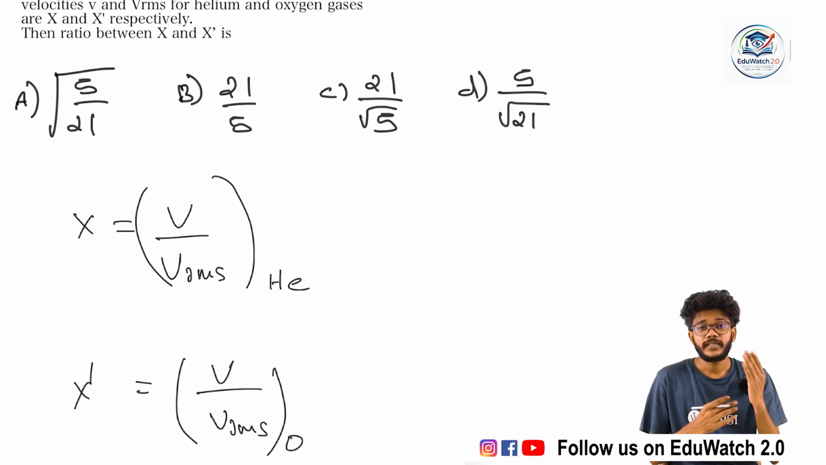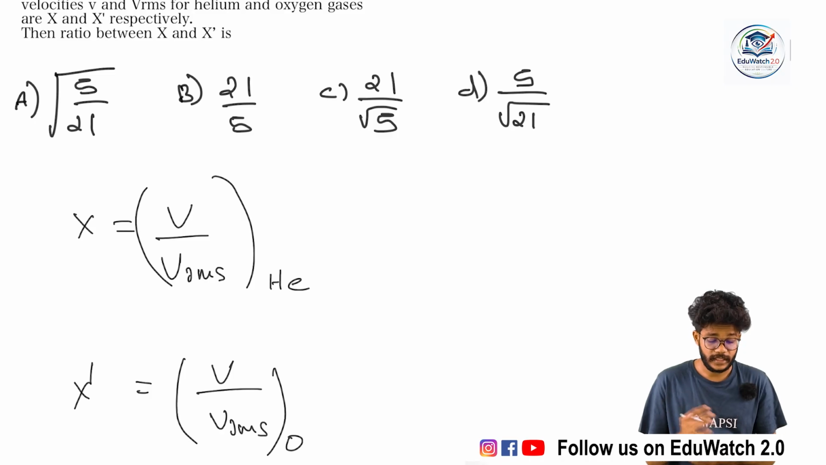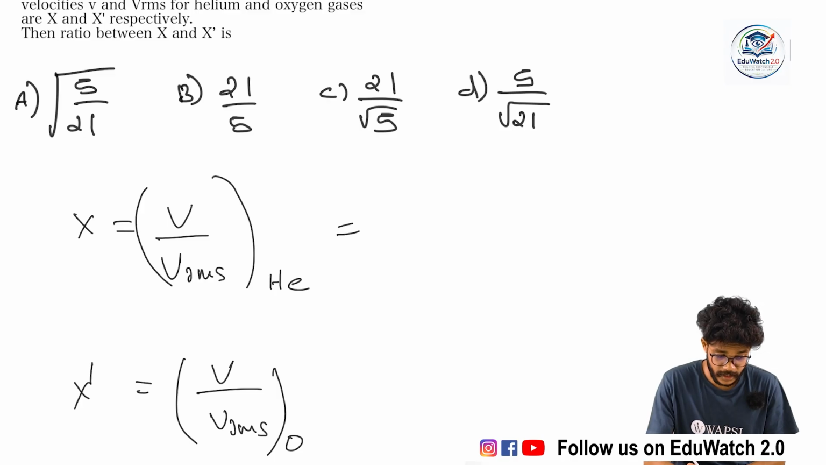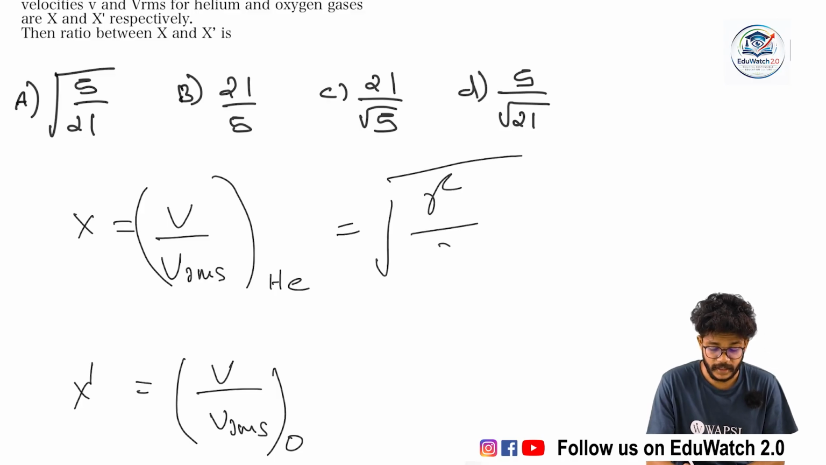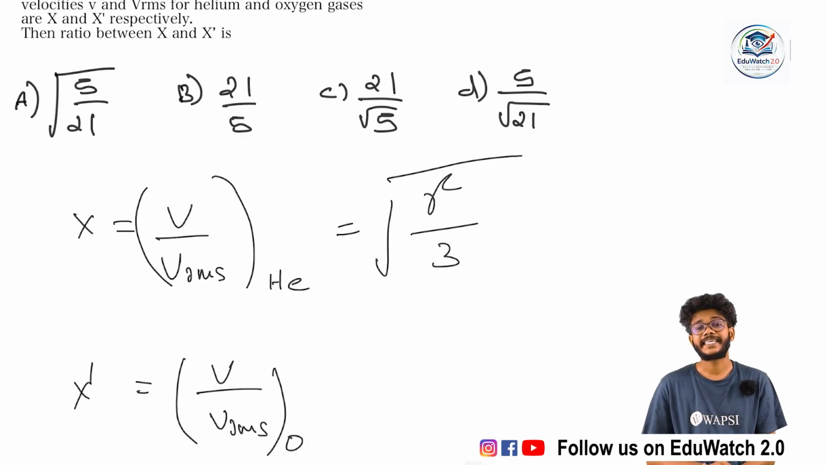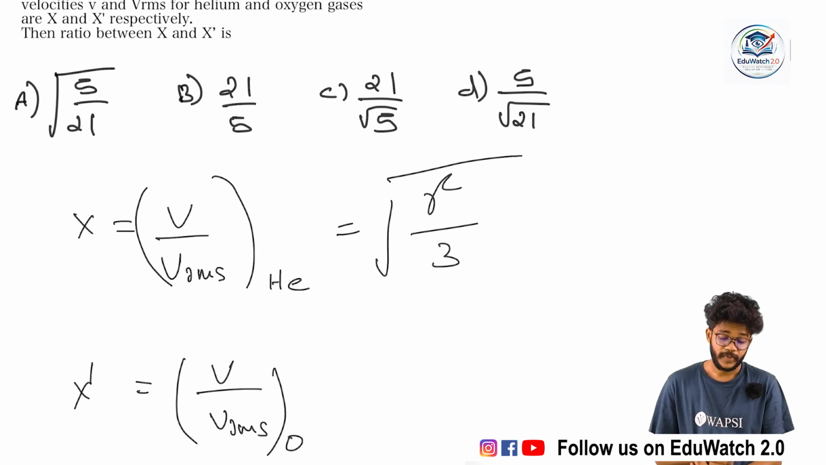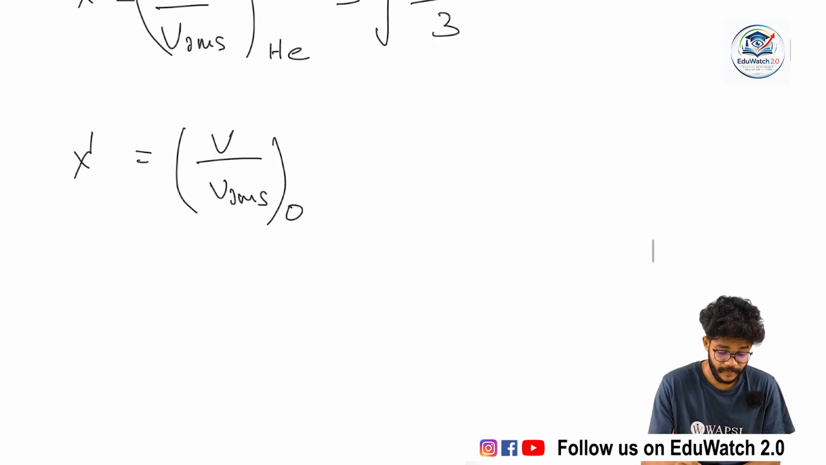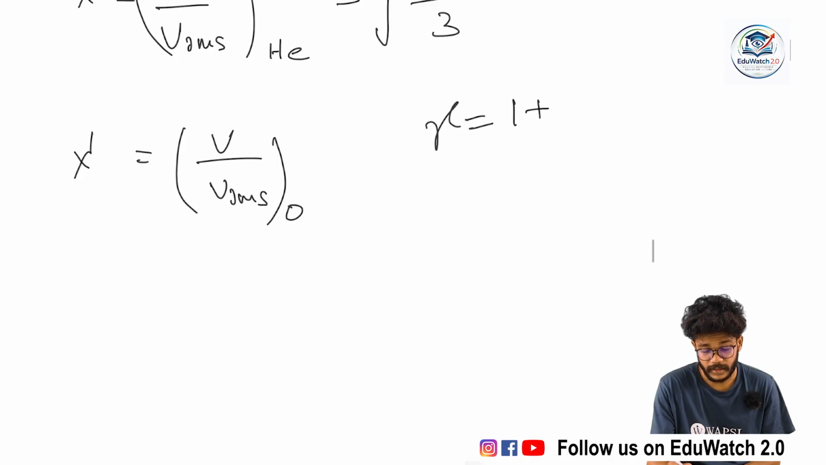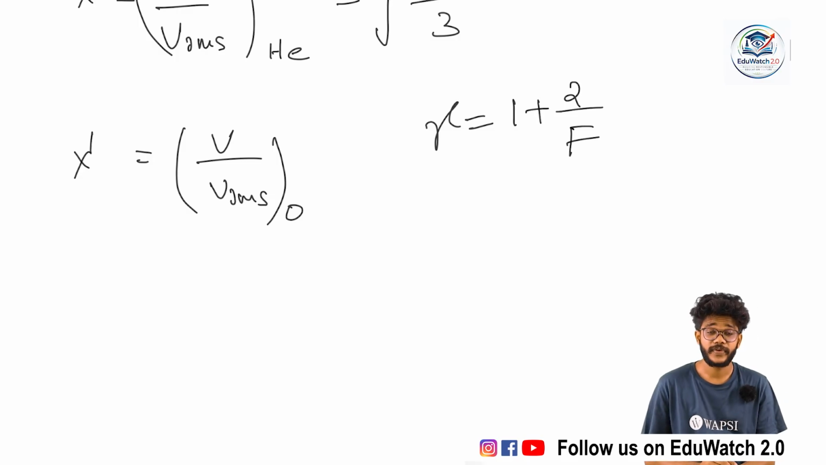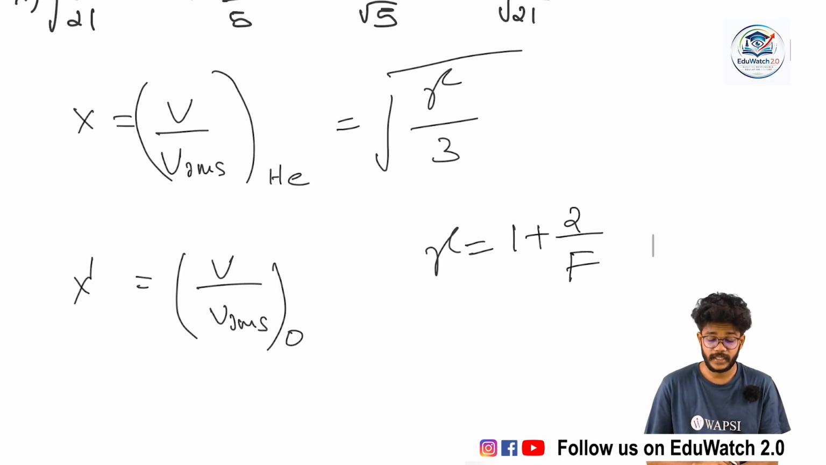So what is the relation? Which relation connects the V and Vrms of a molecule? It is root of gamma by 3. What is gamma? Gamma is the ratio of specific heat capacities, Cp by Cv. How can we find gamma? Gamma is 1 plus 2 by F. What is F? F is the degrees of freedom. What is the value of F for the helium atom?